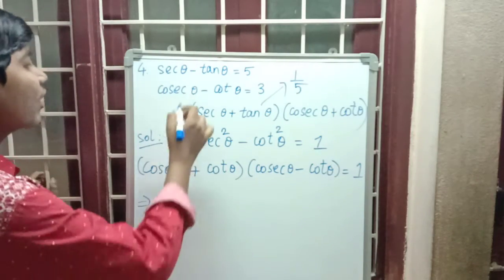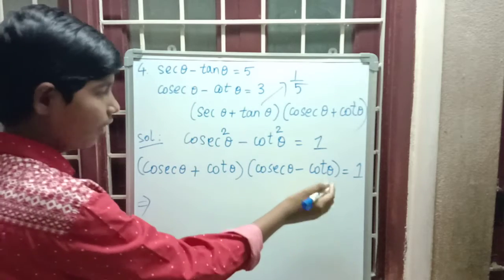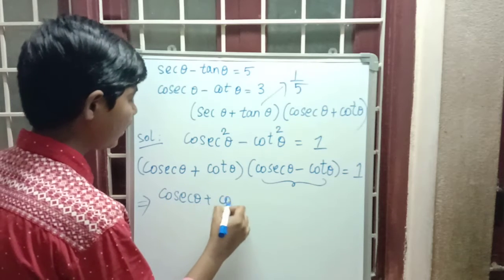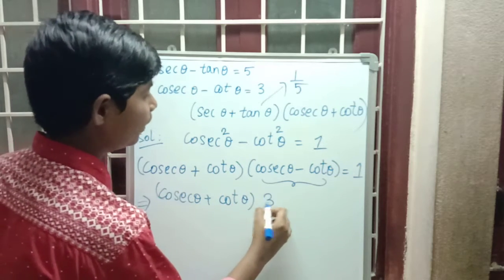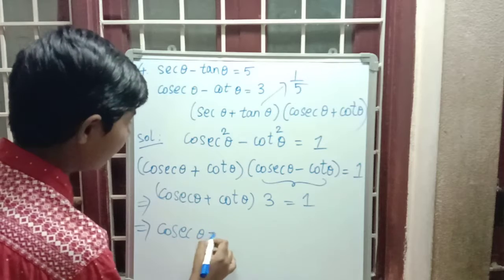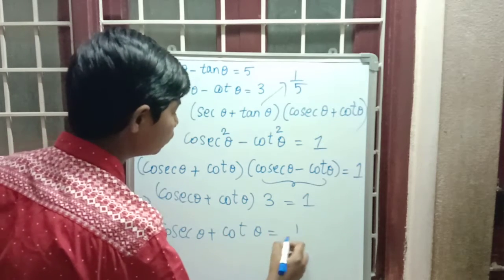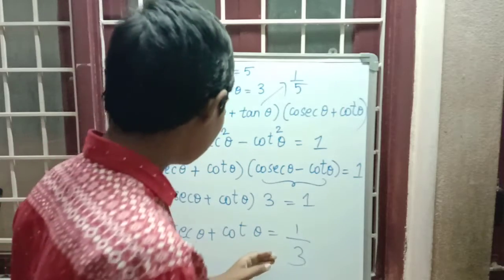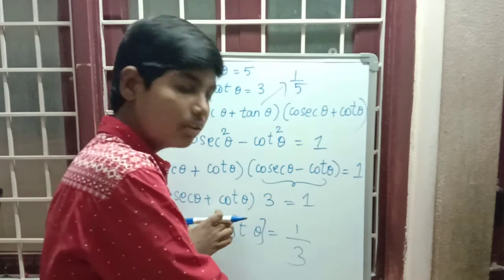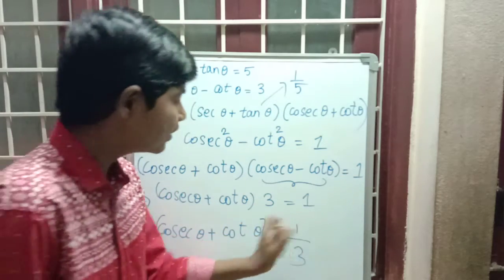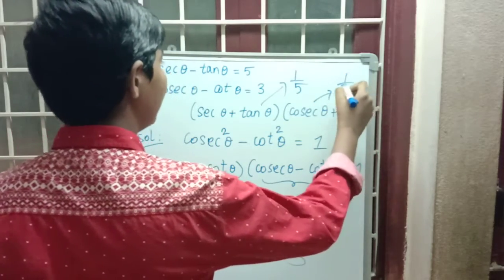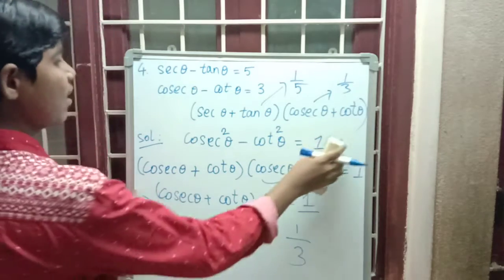Next step. Given cosecant theta minus cot theta is equal to 3. So cosecant theta plus cot theta into 3 is equal to 1. We want only the value of cosecant theta plus cot theta, which is 1 by 3. How is it 1 by 3? The 3 is multiplying with cosecant theta plus cot theta, and when it goes to the RHS, it becomes divided by 3. So this value is 1 by 3.